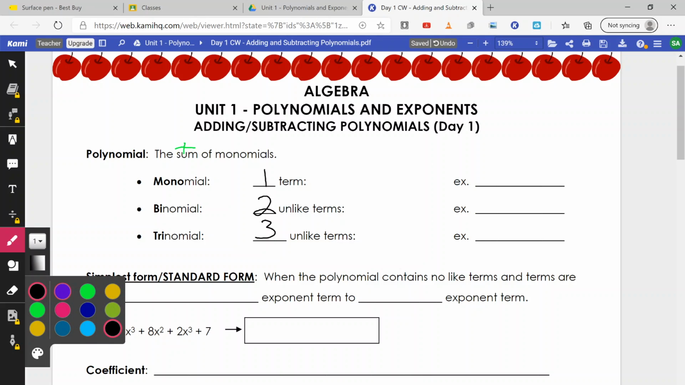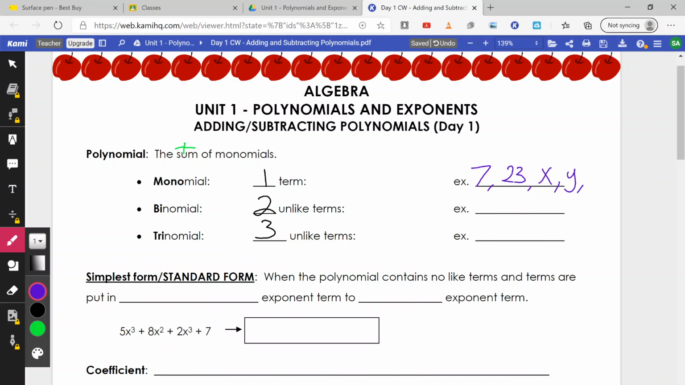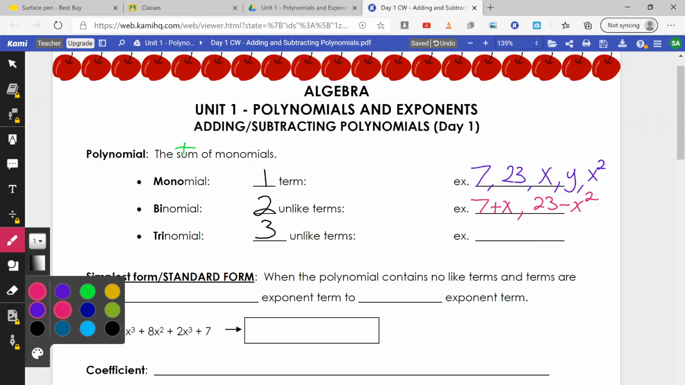Now, what exactly is a monomial? A monomial is a number or a variable that we use in algebra. So it could be anything from the number 7, the number 23, the variable x, the variable y. It could be any variable with an exponent as well: x squared, x cubed. It's all the same thing. It's one term. Now, a binomial, we are adding two unlike terms. So we can take our previous monomials and add or subtract. So we could have 7 plus x, or we could have 23 minus x squared. So those are examples of binomials. Notice the number 7, the variable x, two terms, binomial.